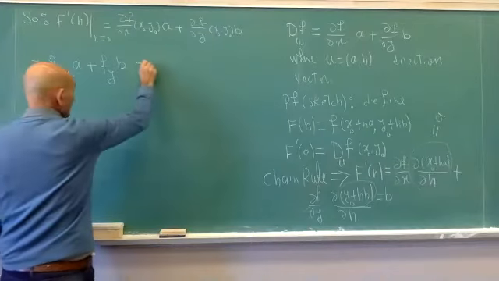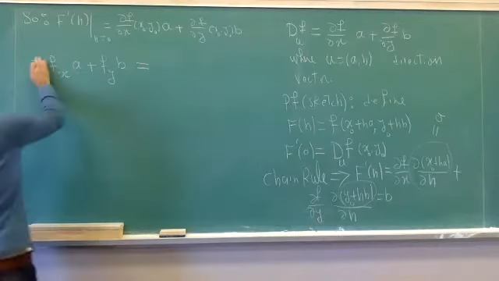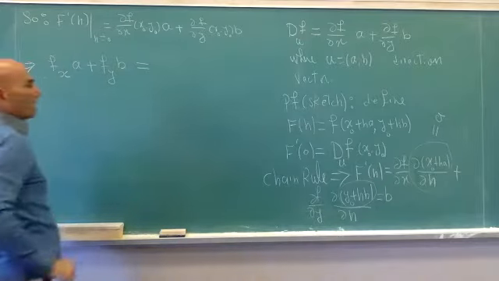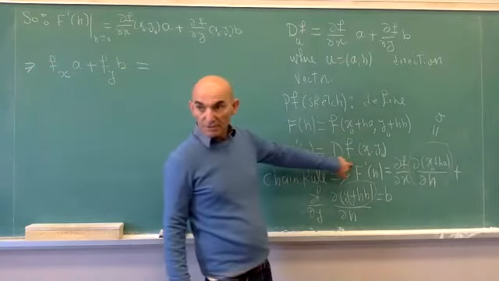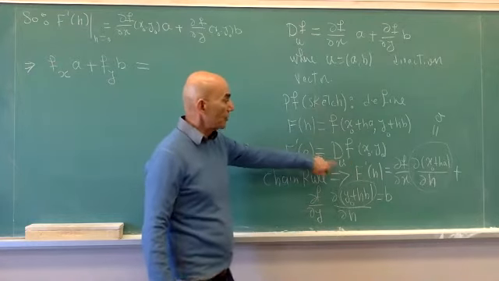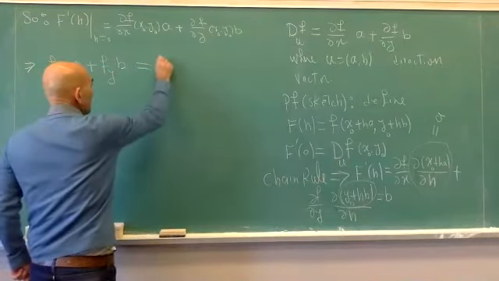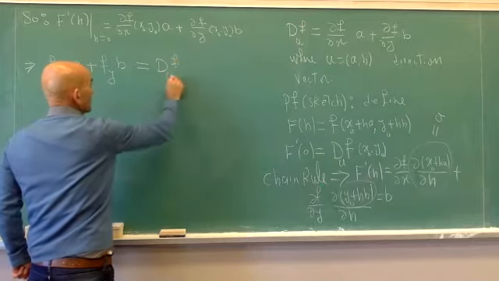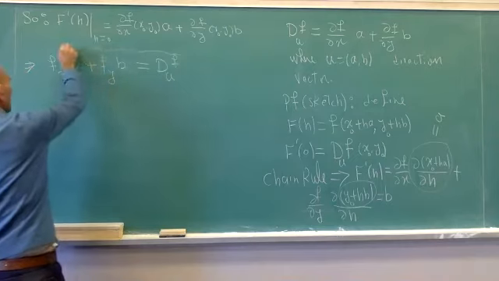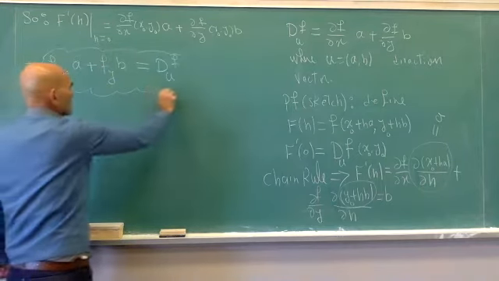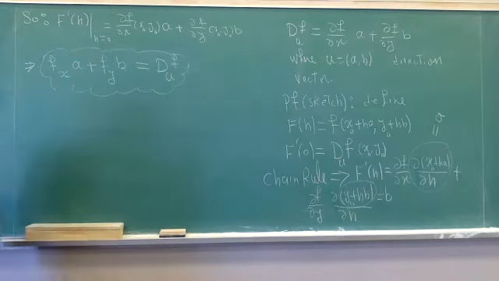And of course, this is equal to the directional derivative, f sub u. I don't write x0, y0 because that's cumbersome to write all those things; it clutters the notation. So that's it. Any questions so far?